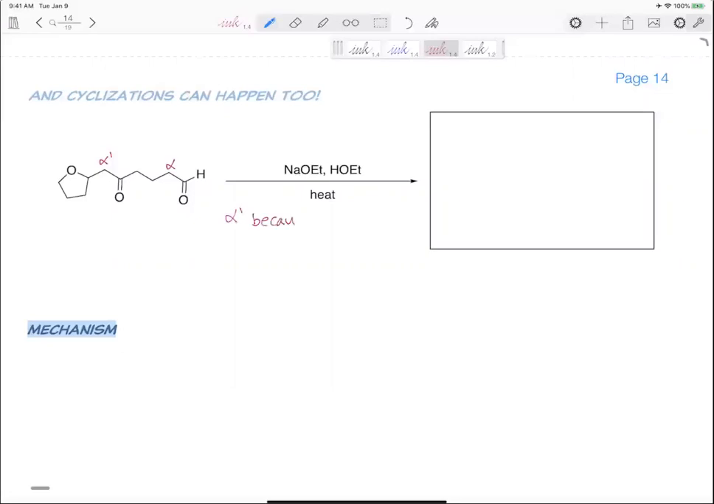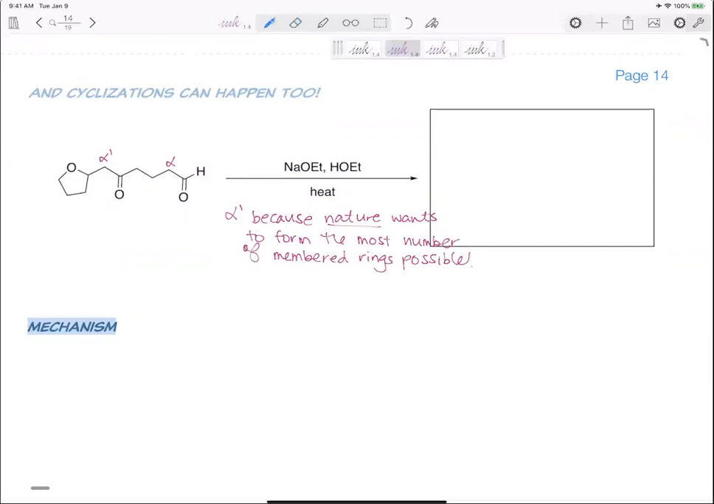Because, and this will always be the case, so you have to use your judgment in the exam and quizzes to figure out which one to use. Okay, because nature, not me, not your professor, but nature, wants to form the most number of member rings possible. Okay, and the only way that it can do that is if it deprotonates alpha prime. So when you do that, you would have this intermediate here.